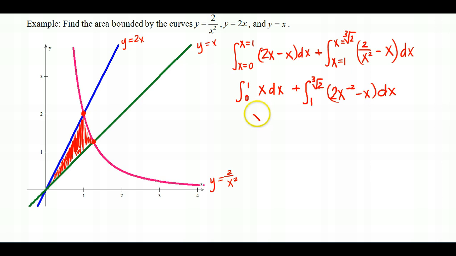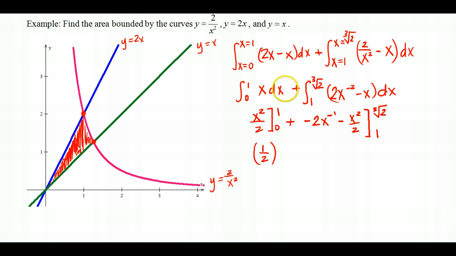So now this one, we're going to get x squared over 2, evaluated from 0 to 1, plus this one's going to be 2x to the, if I add 1, I'm going to have negative 1, and then I'll divide by the negative, so there's a minus here, minus x squared over 2, evaluated from 1 to the cube root of 2. So evaluating this first integral is going to be nice, so we'll just plug in the 1. So we'll get 1 squared, so 1 over 2, and if I plug in 0, I'll get 0 over 2. So 1/2 is the first integral.